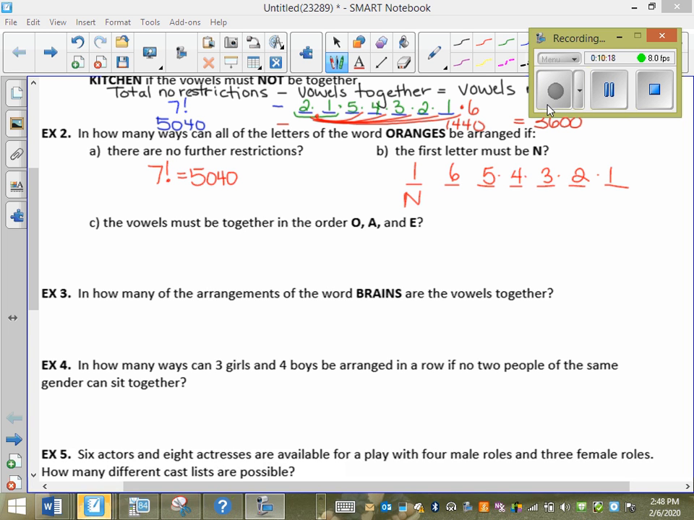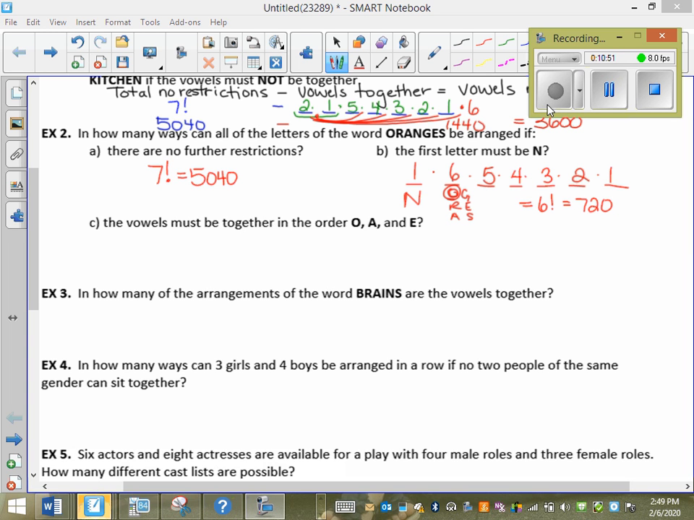If you are someone who still struggles with these, write all the letters below. Like, honestly, then you won't make mistakes. Take your time, like a few extra pencil marks, and you won't get it wrong. So if you still struggle with it, then go, okay, N. Then I have O, R, A, G, E, S. And then I keep the O. Then I have R, A, G. Like, list them below if it's a struggle. And then you'll get it right. So there's no harm in that. So I'm going to get 1 times 6 factorial, which is 720.